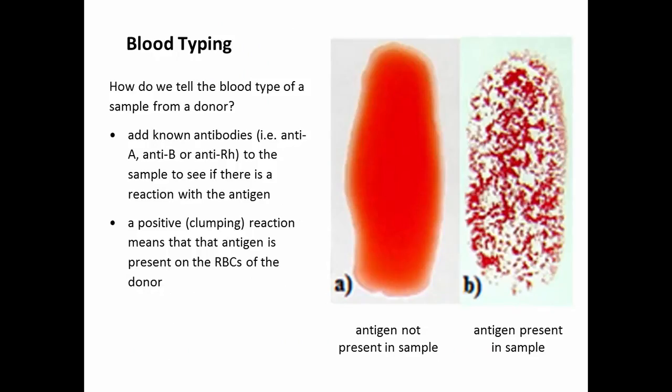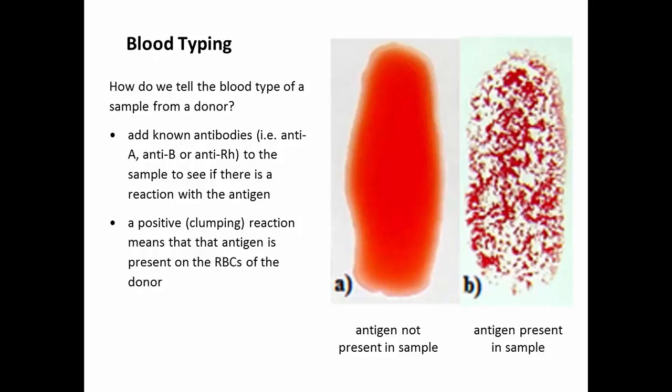So if we want to determine the blood type of an individual, then what we can do is take an unknown sample and add known antibodies. So for example, we could add antibodies against A, antibodies against B, or antibodies against Rh. If we see a clumping reaction, then we know that that particular antigen is present.